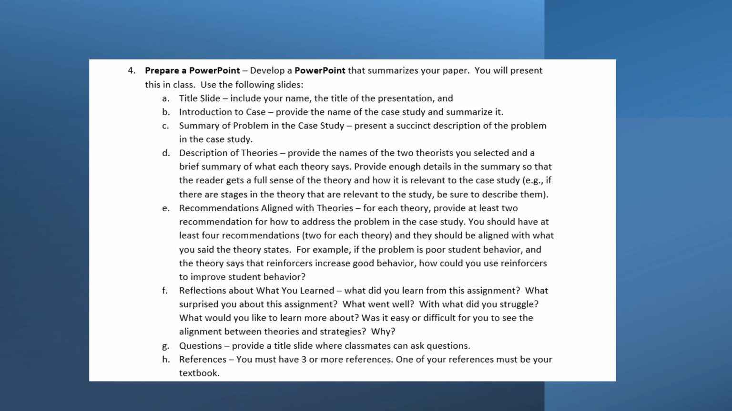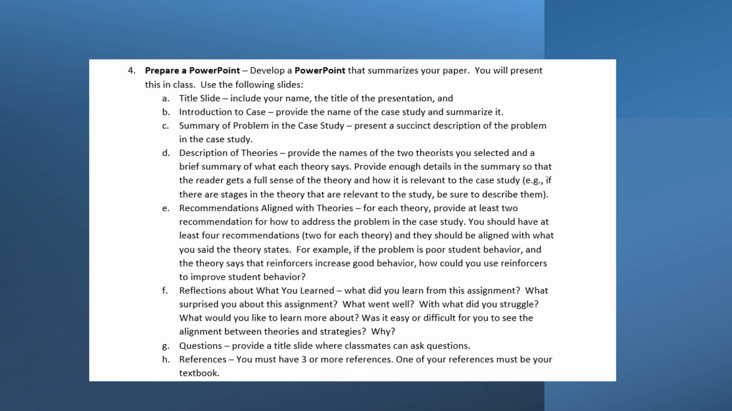The next slide or slides will be recommendations aligned with the theories. So for each of the two theories, you need to come up with 2 recommendations for how to address the problem in the case study. So that means 2 theories, 2 recommendations. You should have at least 4 recommendations, and they should be aligned with what the theory states. For example, if the problem is poor student behavior, and the theory says that reinforcers increase good behavior, which is what Skinner's theory says, how could you use reinforcers to improve student behavior?